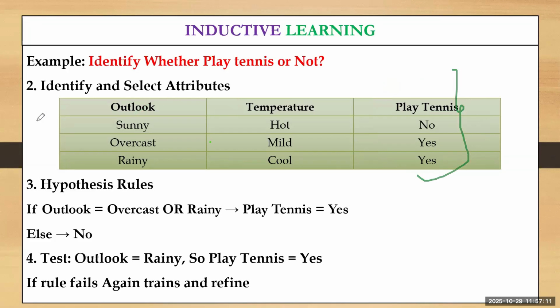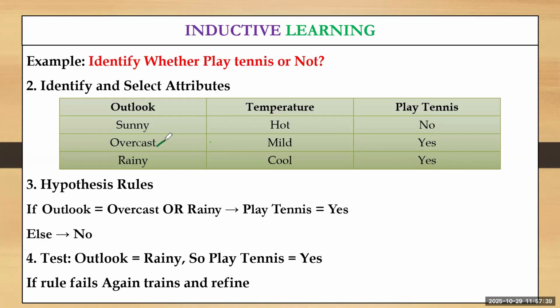And then once we have identified the attributes, we have to provide this data to the computer system, and then the computer system will understand the pattern. Now see here, we will also understand some patterns. If you observe the sunny condition, the playing condition is no. That means if it is sunny, we should not play tennis. That is one pattern we observe.